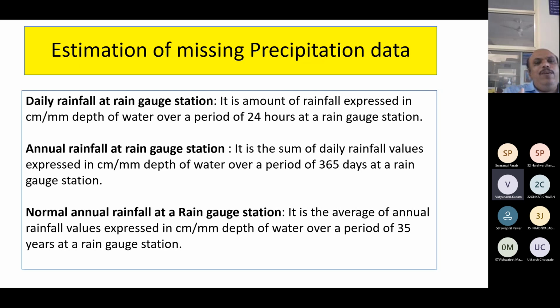What is the difference between these three values? The only difference is the duration for which the rainfall data is collected. For daily rainfall, the duration is 24 hours. For annual rainfall, the duration is 365 days. For normal annual rainfall, the duration is 35 years. We are going to use these three terms while solving the numericals.